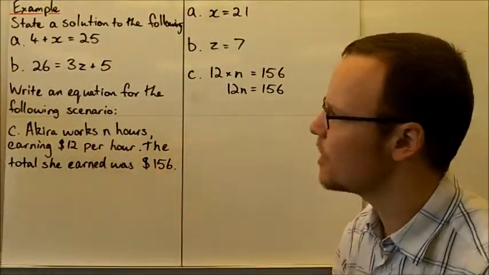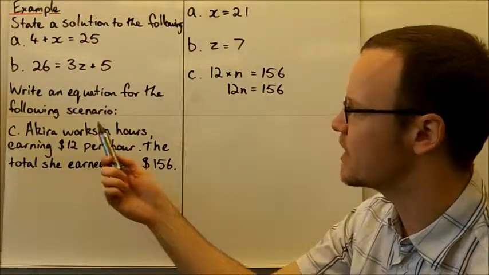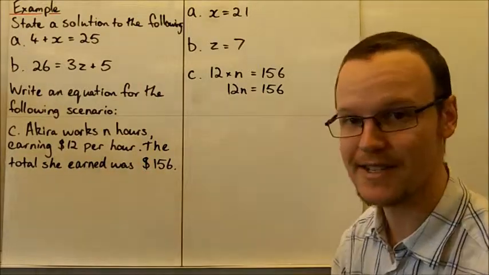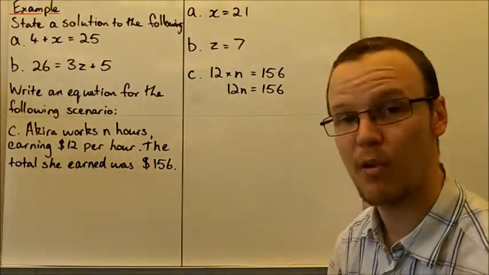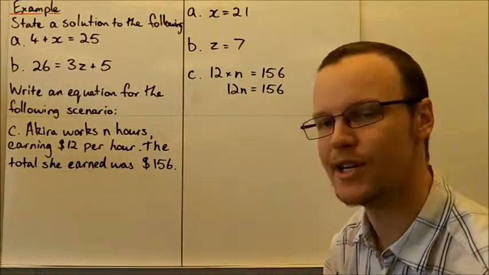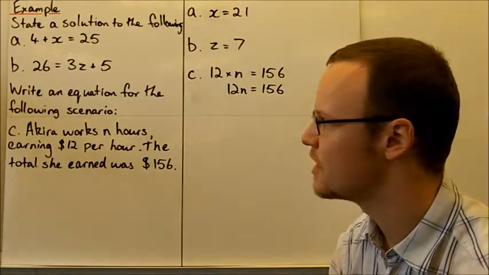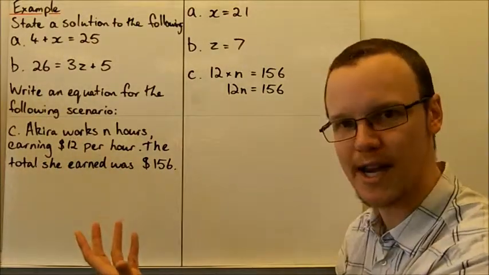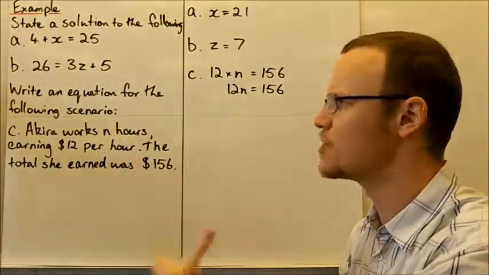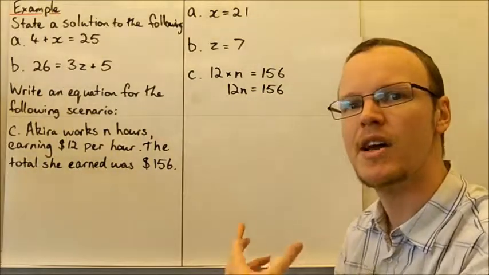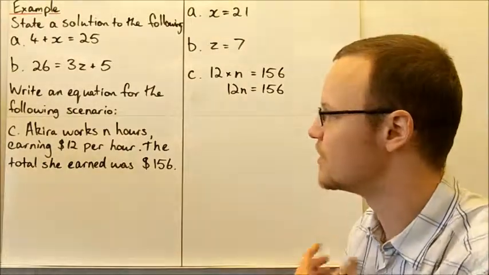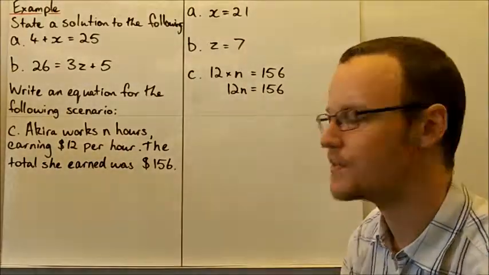Lastly, write an equation for the following scenario. Akira works n hours. So n is a variable here. She earns $12 for each hour that she works, $12 per hour. The total she earned was $156. So if she's worked n hours, multiply that by $12 for each hour, and that will be the amount that she's earned. And we know that the total she earned was $156.